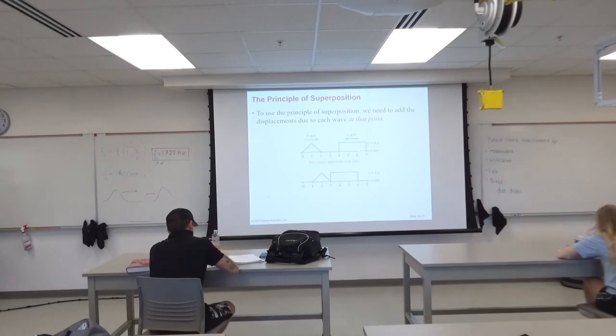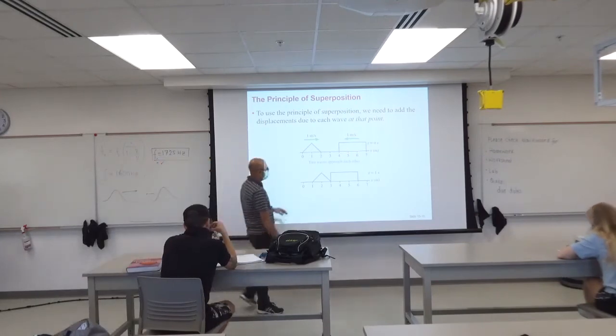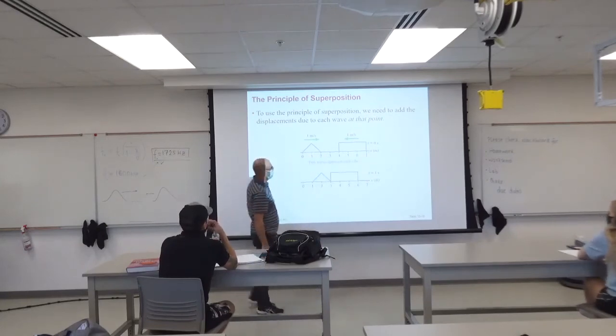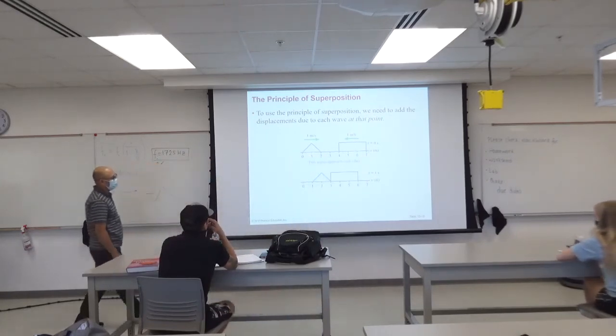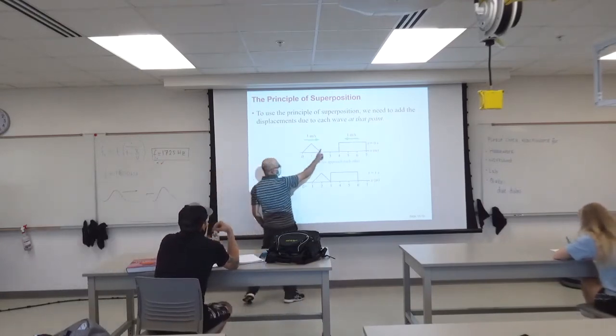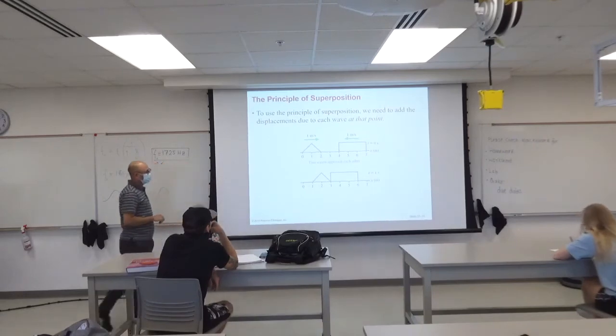So now, using the superposition principle, we can add any types of waves. Let's say we have two types of waves. One is this triangular wave, and this one is a rectangular wave. They are moving towards each other at 1 meter per second speed. This is moving to the right at 1 meter per second. That's moving to the left at 1 meter per second.